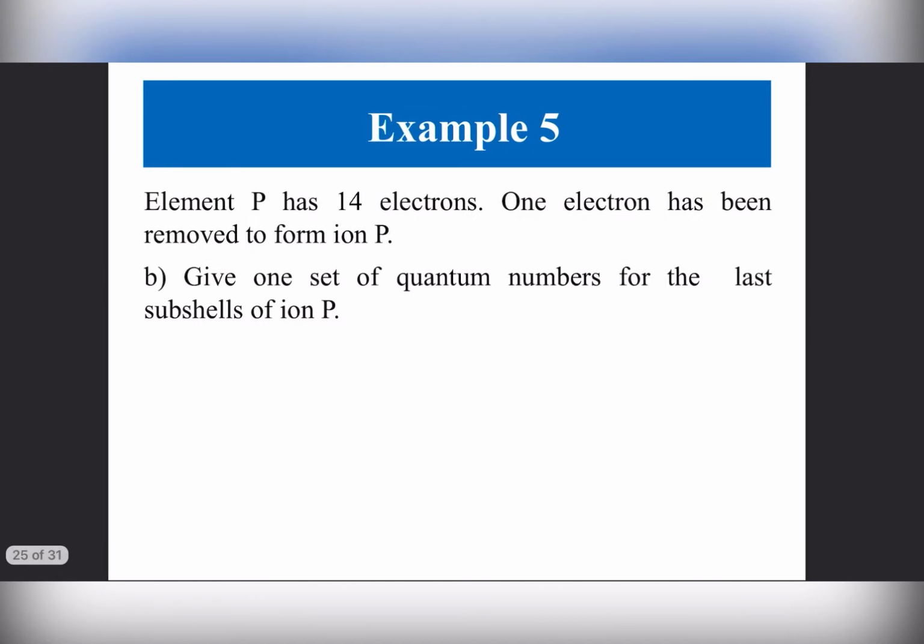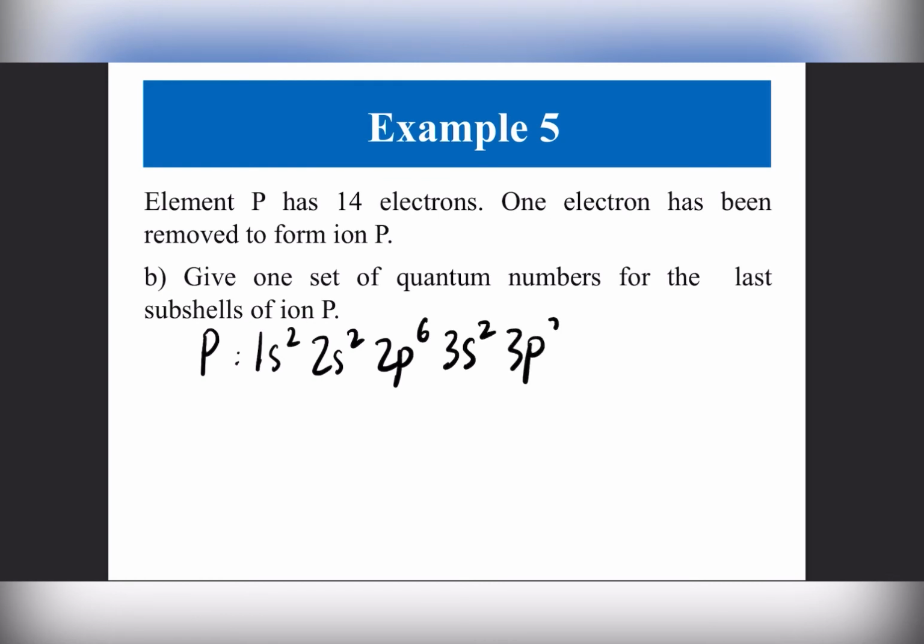Next one, you have to give one set of quantum numbers for the last subshell of ion P. So we know that element P has 14 electrons. So this is the electronic configuration for P: 1s2, 2s2, 2p6, 3s2, 3p2. But now the question asks you to give one set of quantum numbers for the last subshell of ion P. So, mesti kita buat electronic configuration untuk ion sekarang. So, it's going to be P and one electron has been removed. It means that the charge is positive and the electronic configuration is going to be 1s2, 2s2, 2p6, 3s2, 3p1. So itu maksud kita buang daripada last subshell.